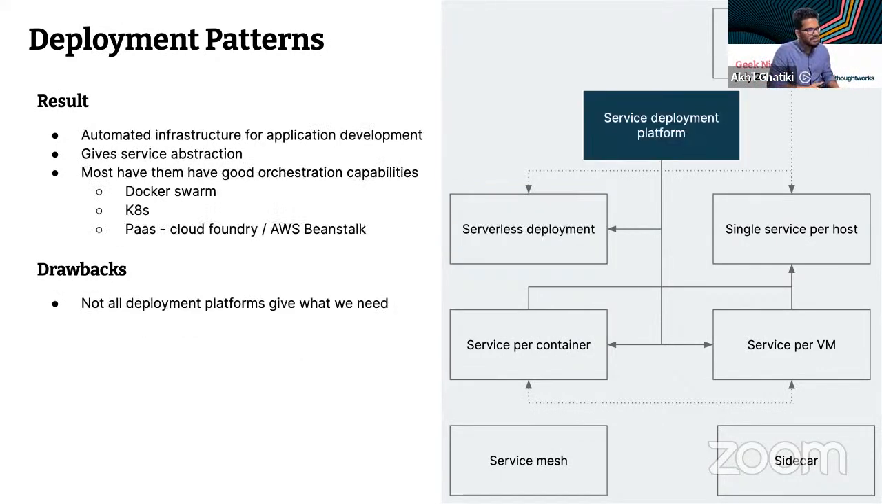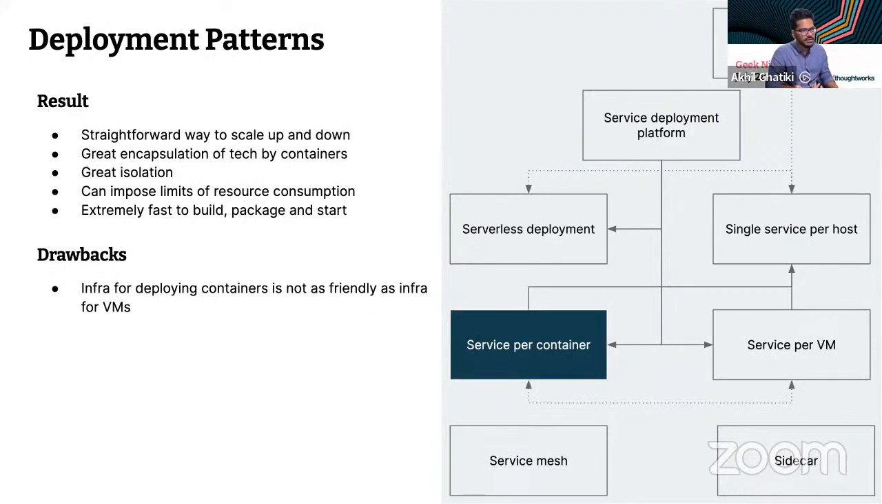And then you have a service deployment platform, where you have things like Docker Swarm, Kubernetes, Cloud Foundry, or AWS Beanstalk, the whole service deployment platform. You deploy everything as one chunk. The drawback of this is that not all deployment platforms give what we need. The deployment platform that Beanstalk has designed might not be compatible with the database or whatever you are using. So that's a trade-off you need to think about.